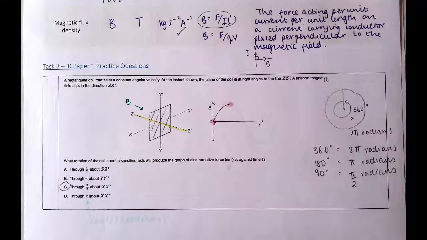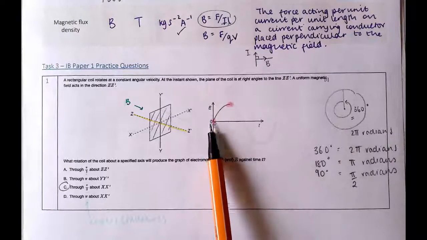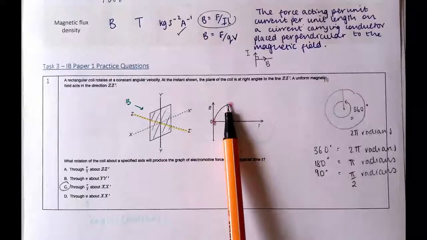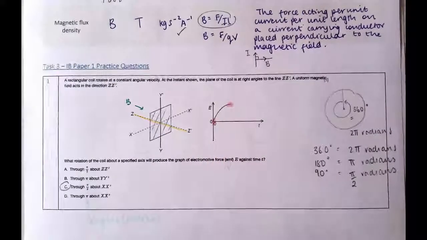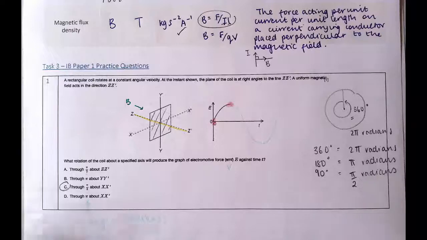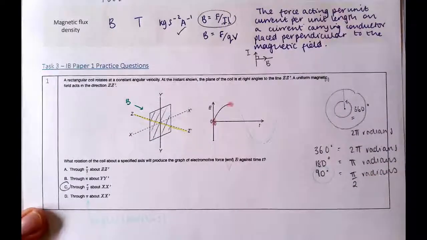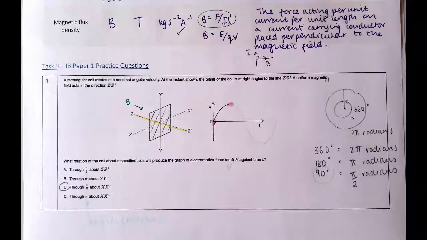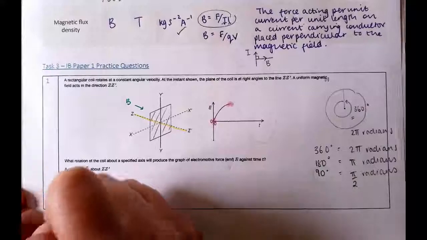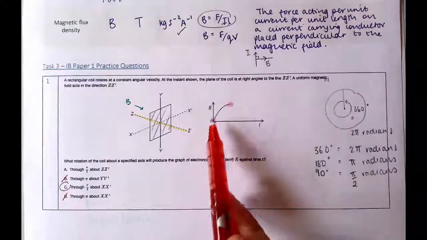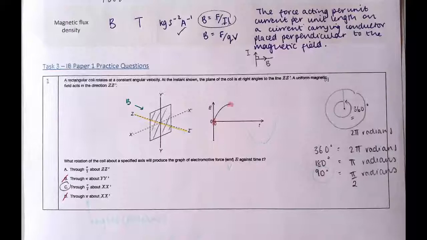Now we know that we are going from 0 voltage to maximum voltage, and hopefully you remember from the slides that means that we have moved through 90 degrees. We get a shift every 90 degrees, so we can already rule out the ones that tell us to move through pi, because we've moved too far. That would take us all the way back to 0.